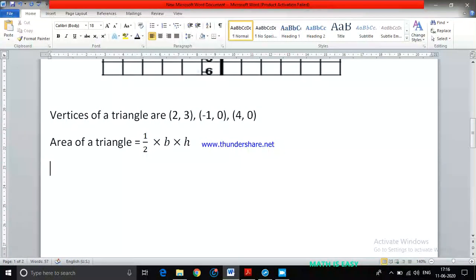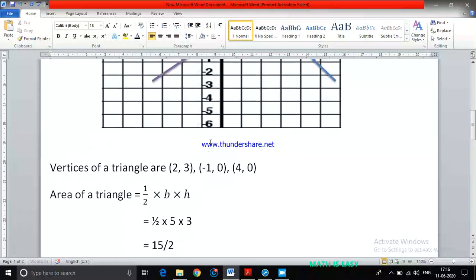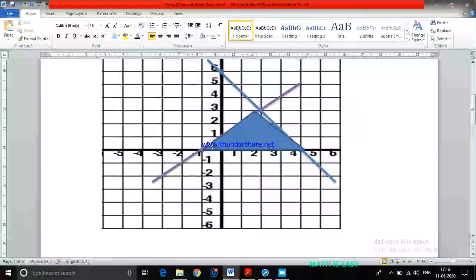So here you can conclude the area equals half into base, which is 5 centimeters, into height, which is 3 centimeters. So your final answer is going to be 15 upon 2 centimeter square or unit square. Okay, so that is the area of the triangle. So this will be a complete 4-mark question if they ask.